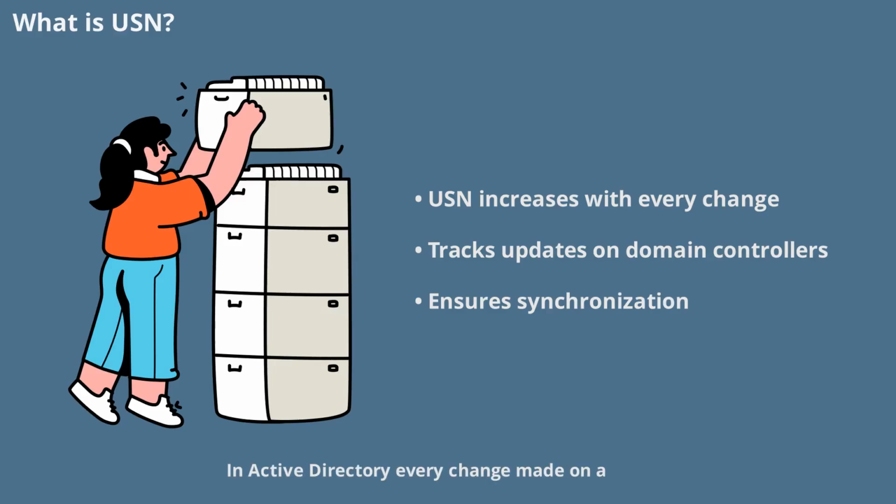In Active Directory, every change made on a domain controller, whether it's a user modification, a group update, or a password reset, triggers an increase in a special number called the Update Sequence Number, or USN. Think of the USN as a unique counter that keeps track of every single update. This mechanism is crucial because it helps domain controllers determine which changes are new and which ones they've already processed. Without this system, keeping all controllers in sync would be nearly impossible, especially in large organizations where changes happen constantly.